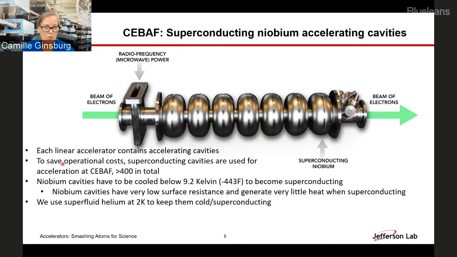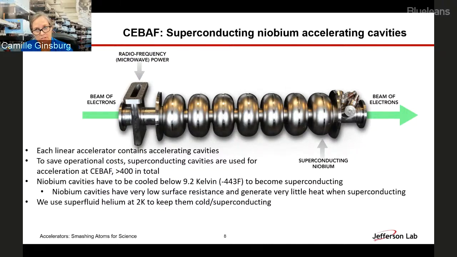Niobium cavities have to be cooled below 9 Kelvin to become superconducting. That's less than minus 400 degrees Fahrenheit. It's very, very cold, 9 degrees above absolute zero. When they are superconducting, niobium cavities have a very low surface resistance and generate very little heat. We use superfluid helium at 2 Kelvin, 2 degrees above absolute zero, to keep them cold and superconducting.